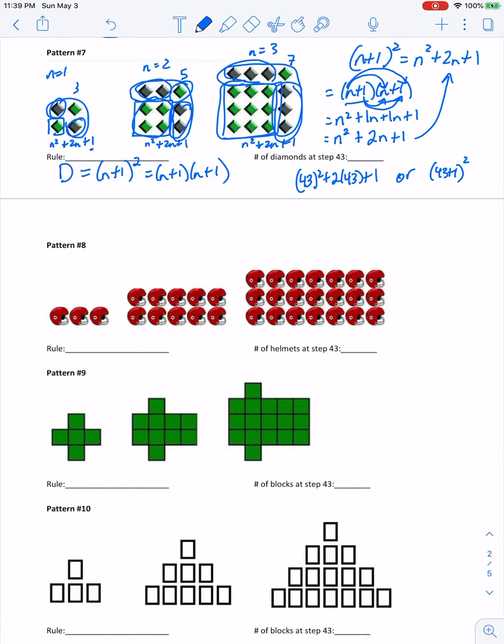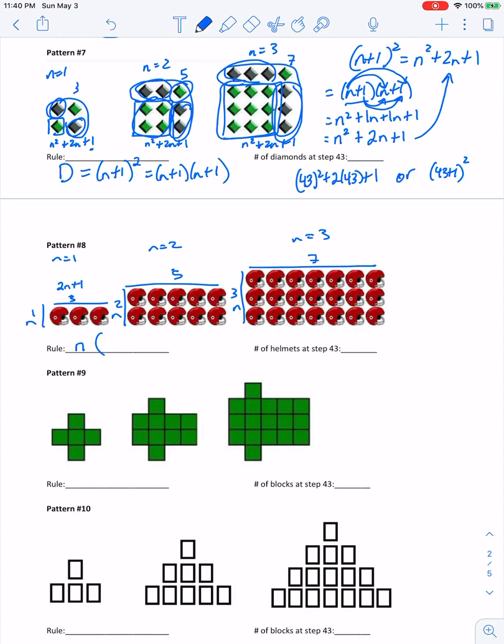So for pattern 8, we have a 1 by 3 rectangle. Now remember, n is equal to 1 here, n is equal to 2 here, and n is equal to 3 here. This is a 2 by 5 rectangle. This is a 3 by 7 rectangle. So this is obviously n. So it's an n by, well, the 3, 5, and 7, that is a linear pattern. And because it's going up by 2's, the linear pattern is 2n plus 1.